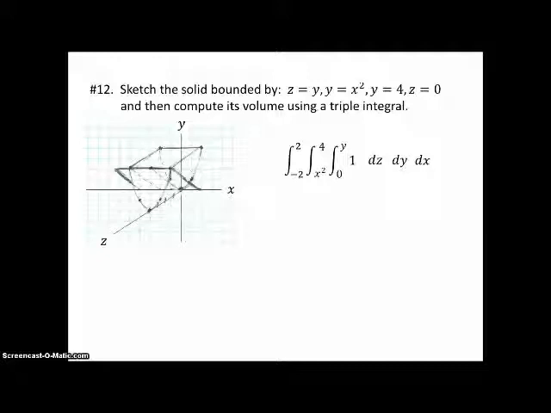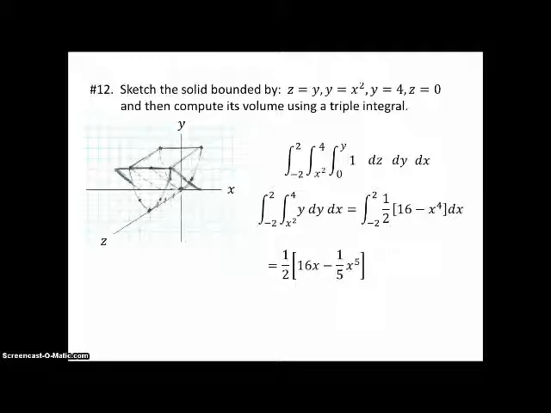So now we integrate with respect to z, and we get the antiderivative of 1 is just z, and we're going to substitute y minus 0 for that. And so we just get y, and then we integrate that with respect to y and get a half y squared, but we have to substitute for the y squared, we have to substitute 4 and x squared. So we get a half 16 minus x to the 4th. And then that one integrates fairly easily. 16x, a half the quantity 16x minus 1/5 x to the fifth from negative 2 to 2. And using a calculator, we can get the answer of 128 over 5 rather quickly.